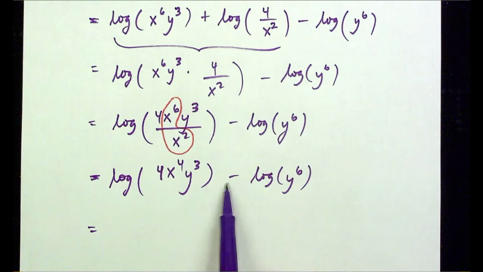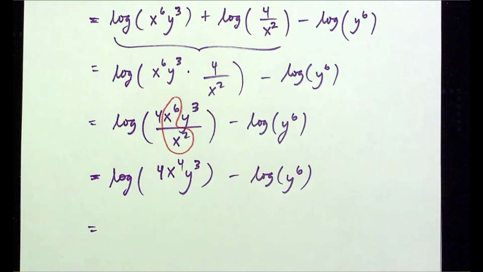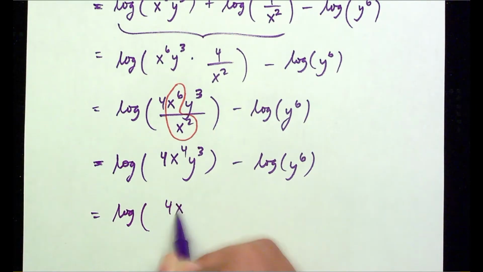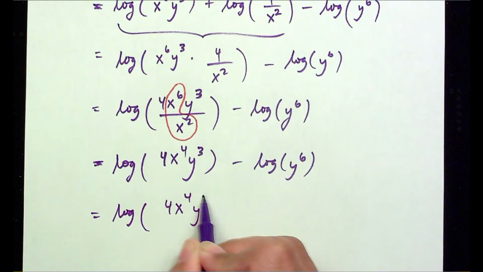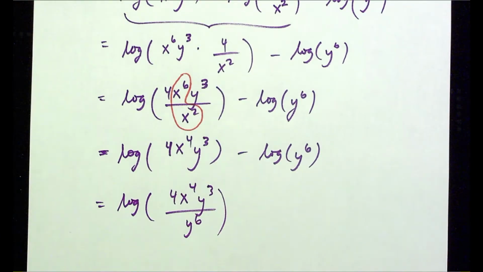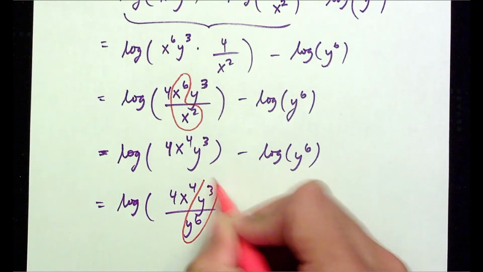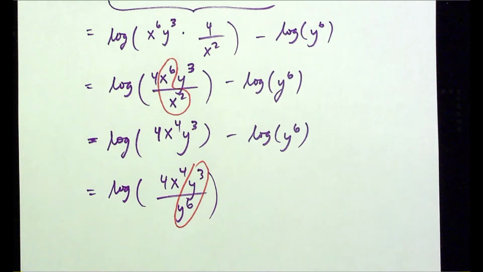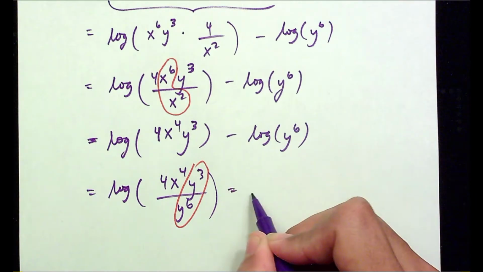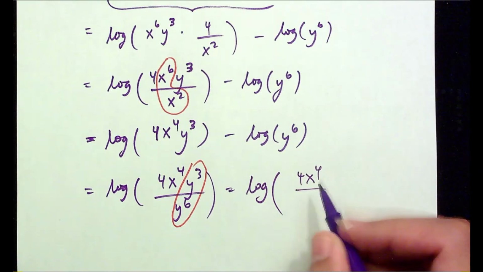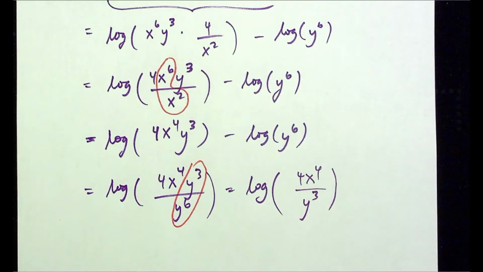Now, the difference of 2 logarithms is the logarithm of the quotient. So this is going to be logarithm of 4x to the 4th y cubed over y to the 6th. And now to finish it off, we need to simplify that. Combine those y's. So subtracting the exponents, 3 minus 6 is negative 3. The fact that it's negative means you just put it in the bottom, without the negative, of course, because the negative just tells you it's a bottom. So 4x to the 4th over y to the 3rd. And that would be the end.